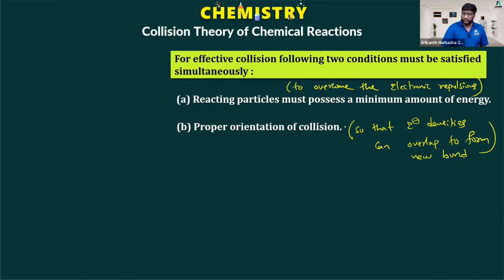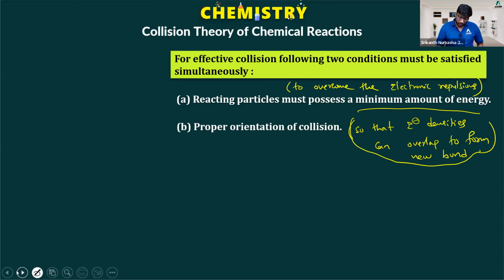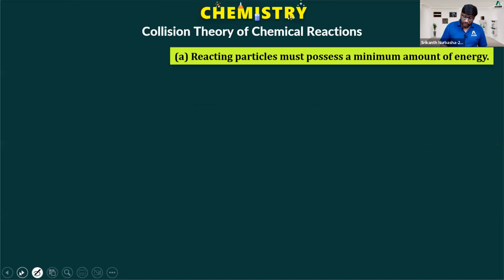Because a new bond has to be formed, the overlapping of atomic orbitals itself is leading to bond formation. A new covalent bond is formed only when the overlapping of atomic orbitals happens. The atomic orbitals have to overlap, which means they should be properly oriented. If they are not oriented, there is no overlapping, and no overlapping means there is no bond formation. So reacting particles must possess a minimum amount of energy, and proper orientation of collision should be there.